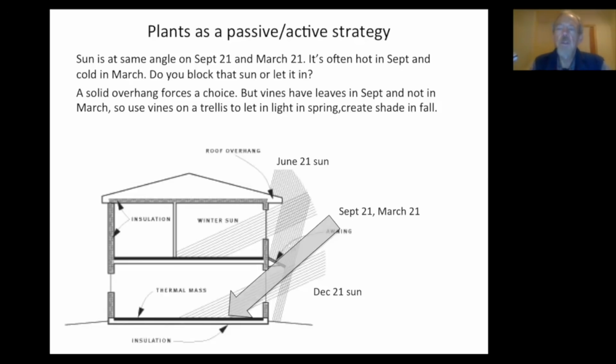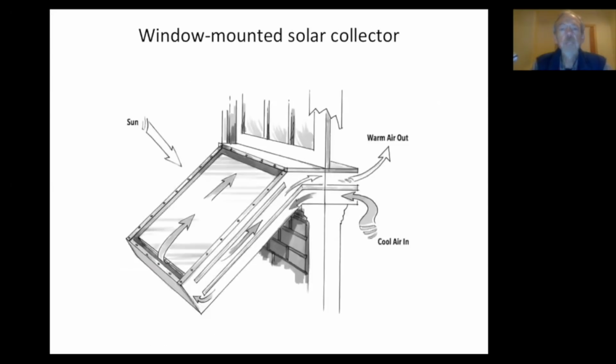So there are these great little strategies for conserving energy, where we combine a passive method with a biological method, a trellis. And here's a design for a window-mounted solar collector, something you can build yourself. If you want more construction details, I've got more in my book, The Permaculture City.